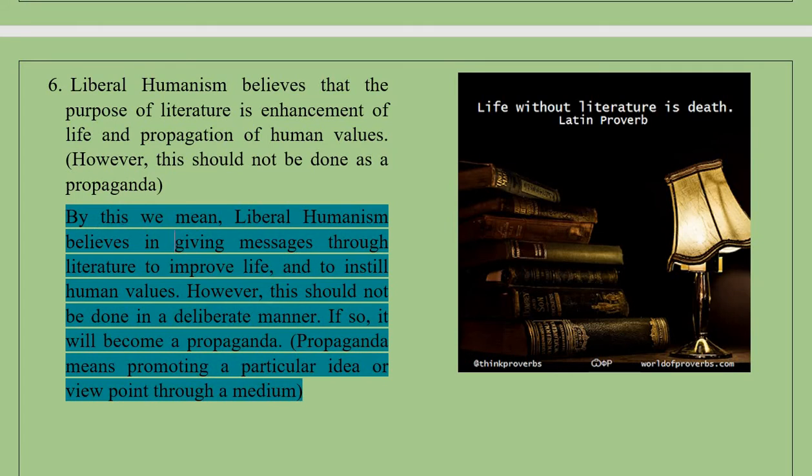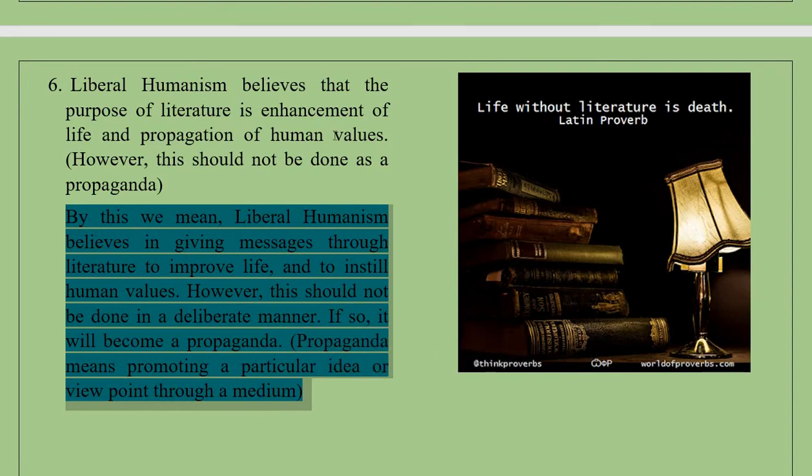See, I will explain. By this we mean liberal humanism believes in giving messages through literature to improve life and to instill human values. However, this should not be done in a deliberate manner. See, the readers should not feel that this particular work is written in order to say all these messages. That messages should be part of the literary work. If it is deliberate, it will become a propaganda. Propaganda means promoting a particular idea or viewpoint through a medium.